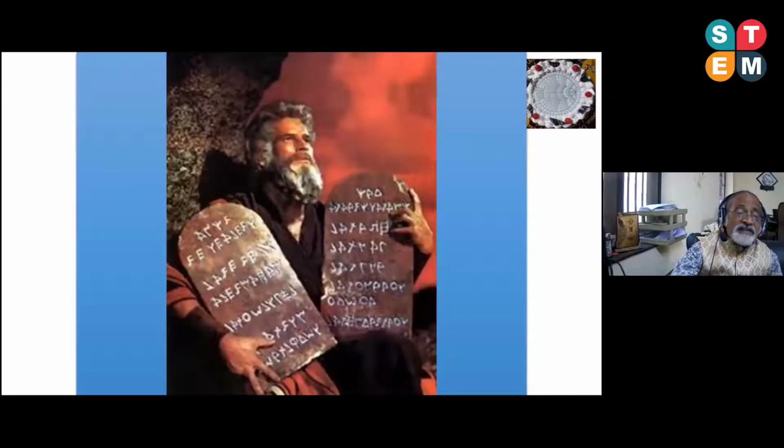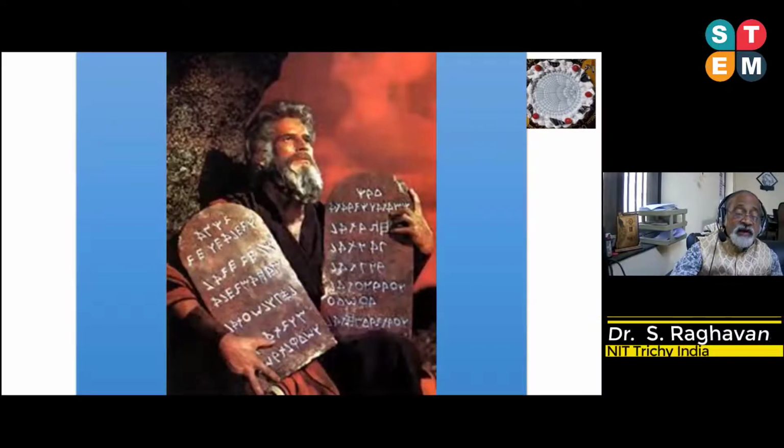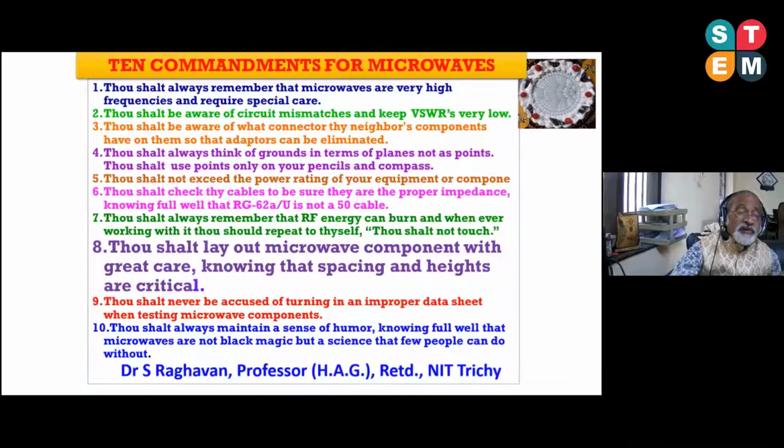Everyone is aware of 10 commandments promulgated by Moses. The same thing, we have got 10 commandments for MIC. First one is, thou shalt be aware that micros are very high frequencies. We never talk anything less than gigahertz. That's why centimeter, millimeter. Now we talk about terahertz and all, 5G, 6G and all. So that way, the last commandment is, but for microwaves, present day technology would not have come to this enormous development.